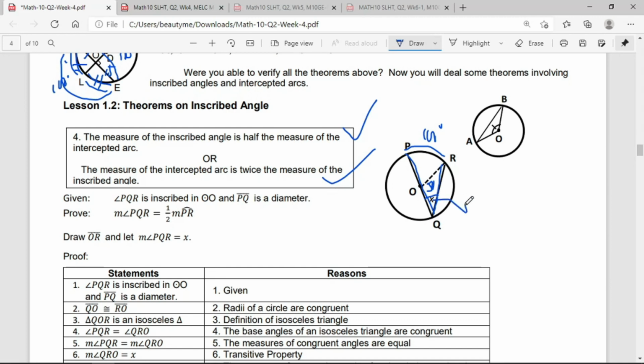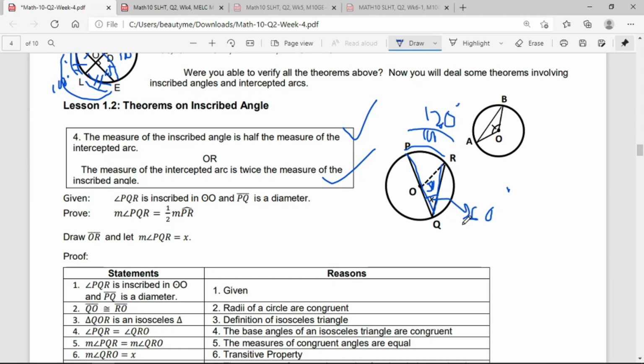For example, the given here is the inscribed angle. The angle here is 60, the inscribed angle. So what is the measure of the arc? The measure of the arc is twice, so it means 60 times 2. So that's 120 degrees.